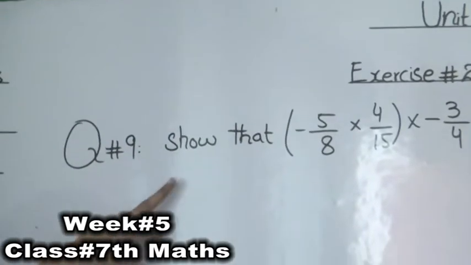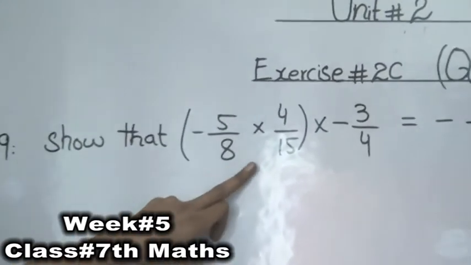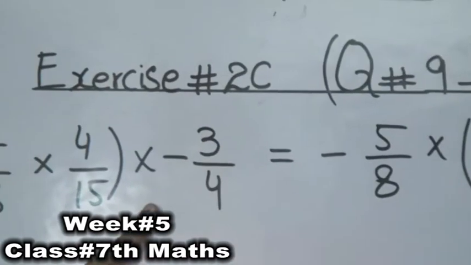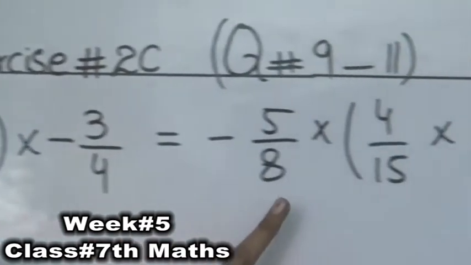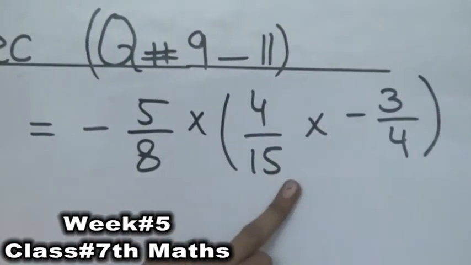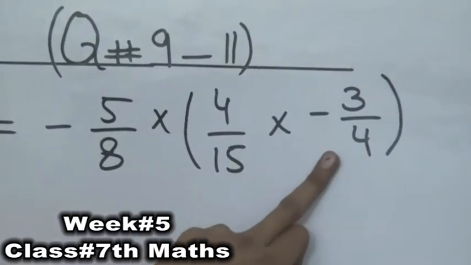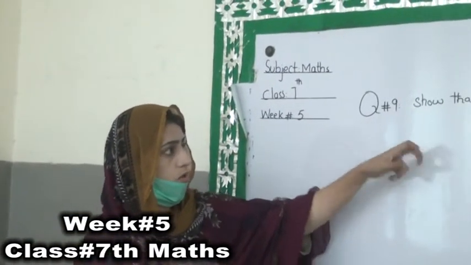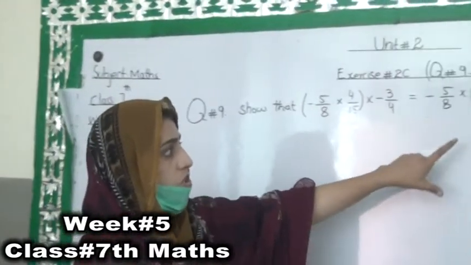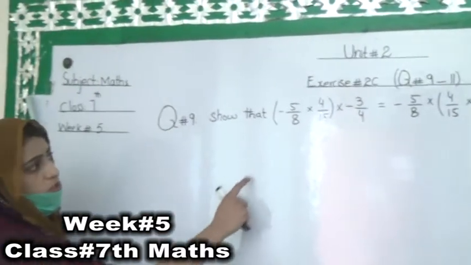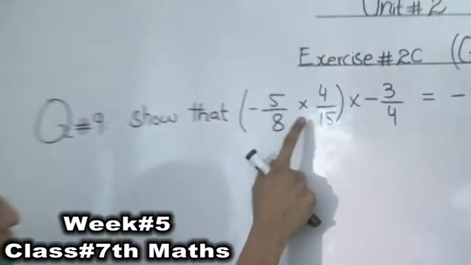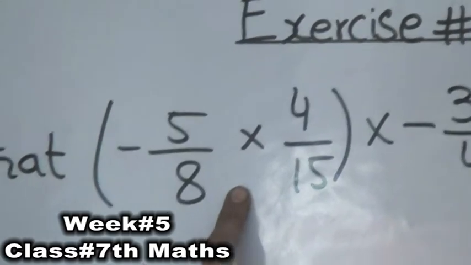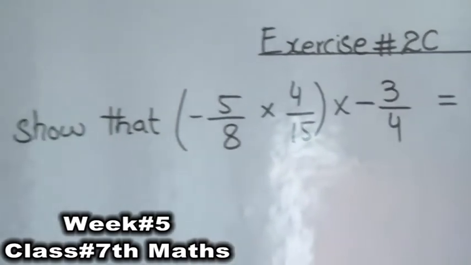Question number 9, show that minus 5 by 8 multiplied by 4 by 15 multiplied by minus 3 by 4 is equal to minus 5 by 8 multiplied by 4 by 15 multiplied by minus 3 by 4. In Question number 9 we will do the operations on rational numbers, and here we will discuss the multiplication of rational numbers.